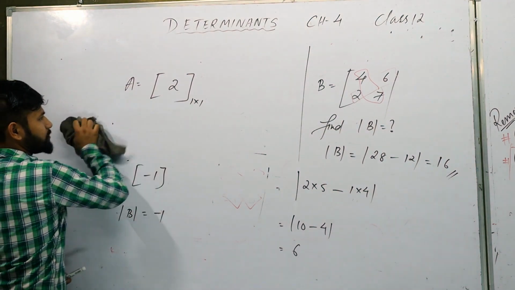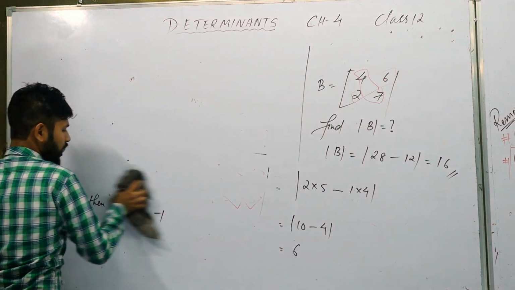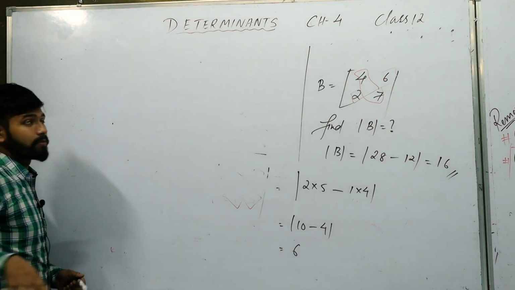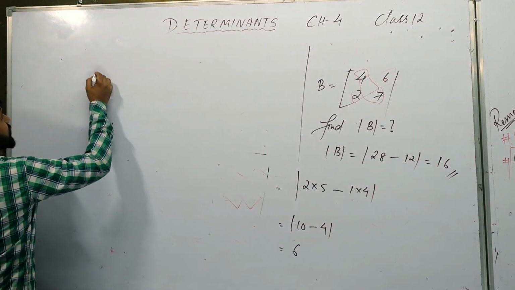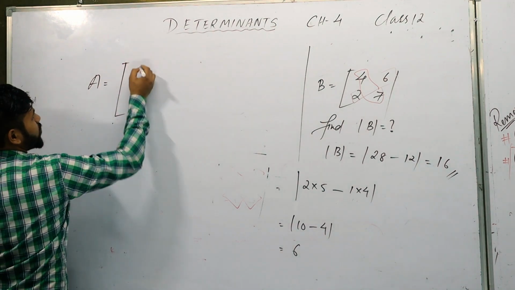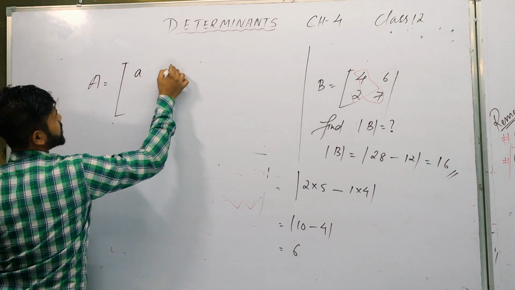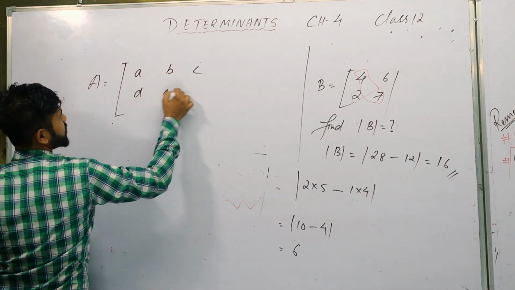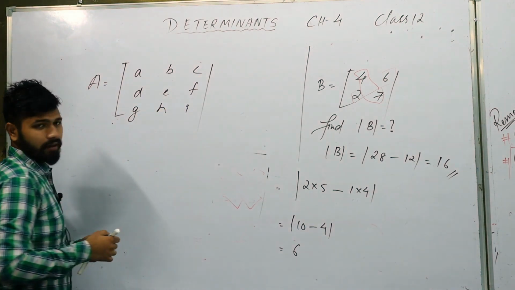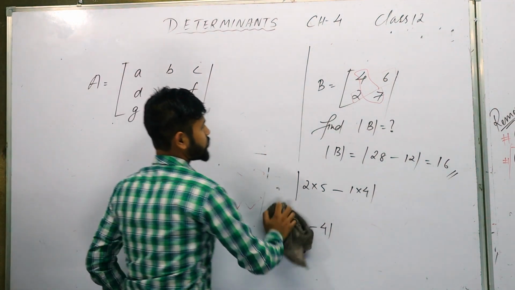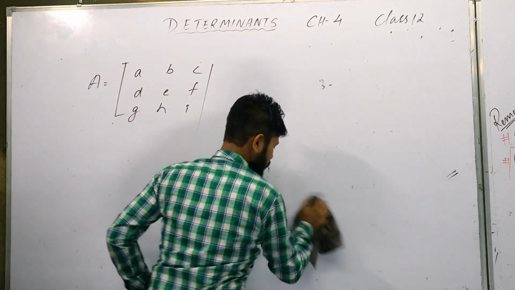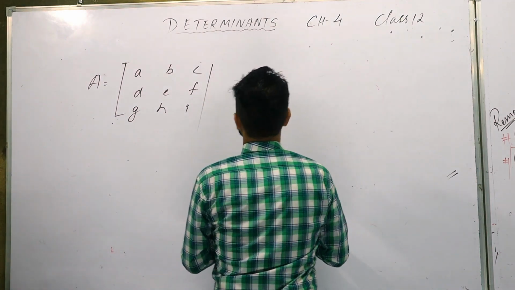So remember, now let me rub this part and show you how to evaluate the value for a 3 cross 3 matrix, or to find the determinant of a 3 cross 3 matrix. Consider there is a matrix A of order 3 cross 3. Let the elements be A, B, C, D, E, F, G, H, I. Already I taught you 2 cross 2 and 3 cross 3. Here for reference purposes, I am writing one more time so that you can remember.